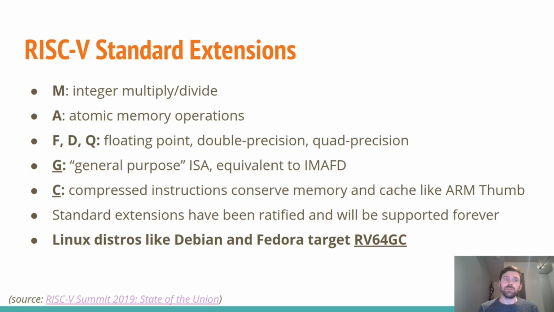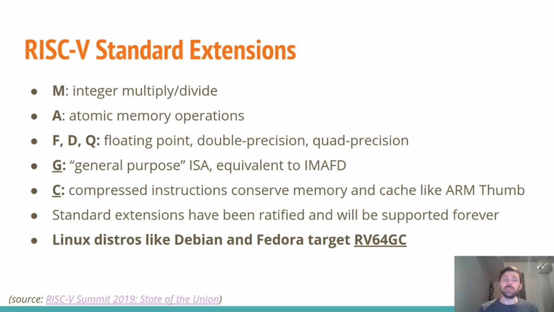So there's RISC-V standard extensions that I mentioned, and those include M for multiply and divide, A for atomic, F, D and Q for different precisions of floating point, and then there's G, which is general purpose. So this is equivalent to several of those existing ones: the integer, multiply, atomic, float, and double float. And then there's C, which is compressed instructions to conserve memory and cache. So this is similar to ARM Thumb. And as I said before, these standard extensions have been ratified, so they will be supported forever as long as the processor conforms to the RISC-V instruction set.